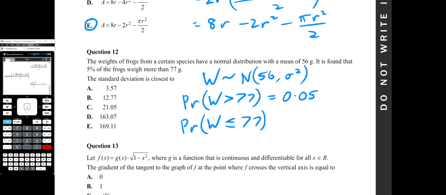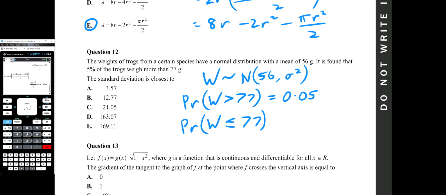So the gradient of the tangent is the derivative, and the point where f crosses the vertical axis, that's the y-axis, that's x equals 0. So we need to first work out what f dash of x is equal to. And we can use the product rule by hand, but we can use our calculator to help us as well.